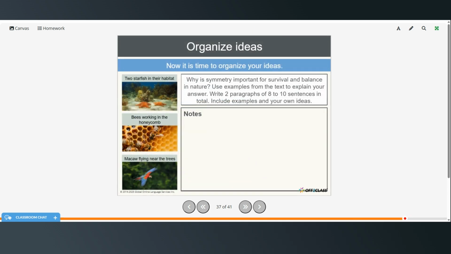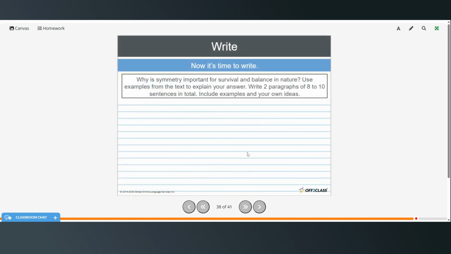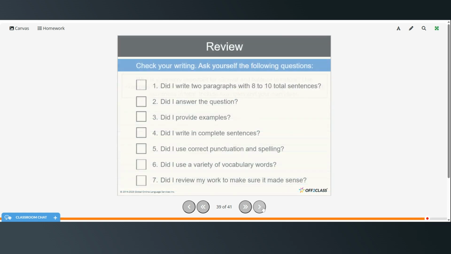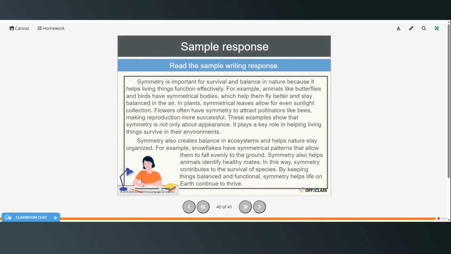So again, organize your ideas by using your notes. Go ahead and write your 2 paragraphs. And then check your paragraphs against the checklist. And now we'll look at a sample response.